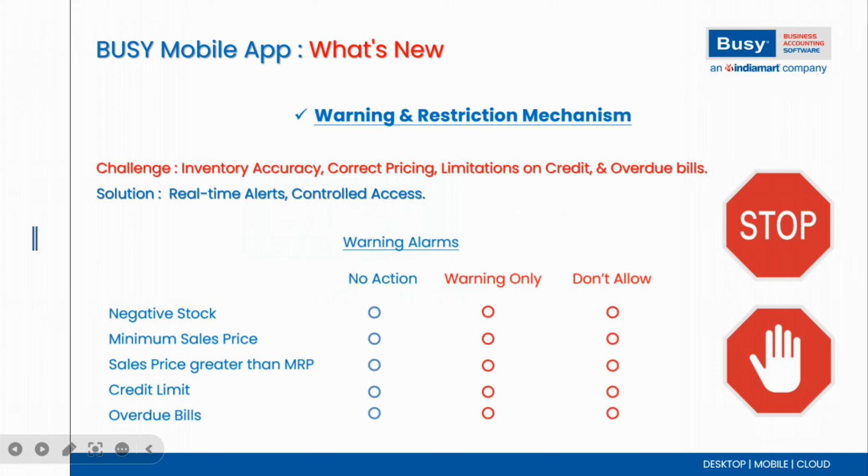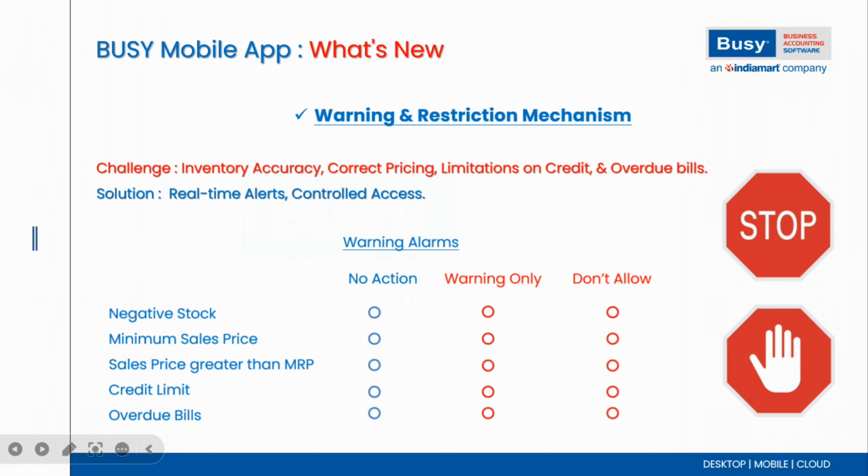With this feature, the user can get real-time alerts and controlled access on the data. So different types of warning alarms are provided. That is negative stock, minimum sale price, sale price greater than MRP, and credit limit as well as overdue bills. So we have the options in desktop Busy software, and similarly, we have them in the mobile phone also.